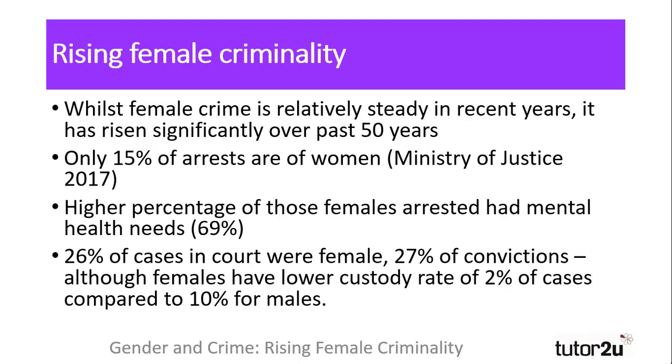Of those in prison in 2017, 69% of women had a history of mental health issues at one point, and women in prison are also more likely to self-harm in comparison to males. Whilst only 15% of arrests are female, women constitute 26% of defendants and 27% of convictions in court cases. While 10% of males convicted face custodial sentences, the rate is only 2% for females, a clear difference between genders in the severity of offences and the rates of imprisonment. In this video, we'll apply some of the theories surrounding gender and criminality to explain these statistics.